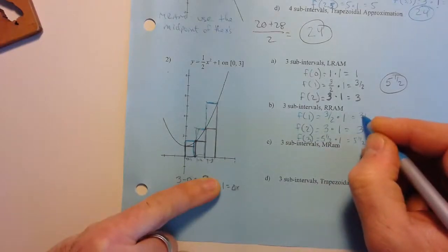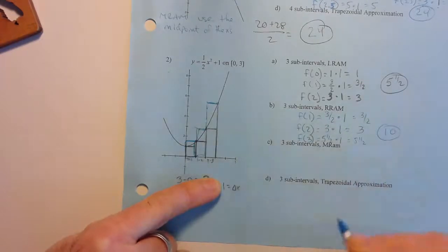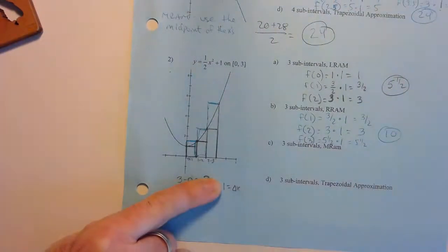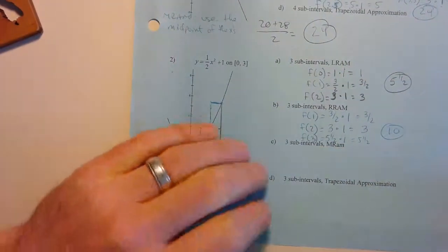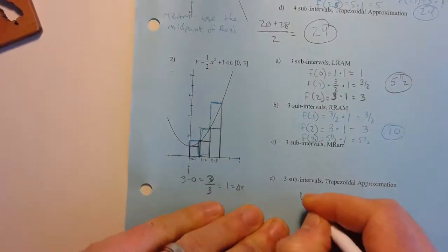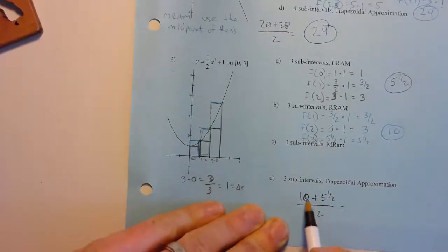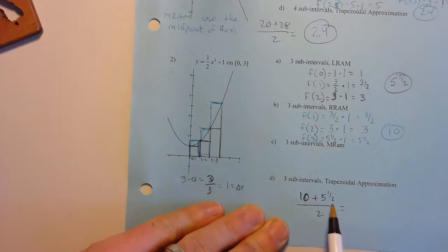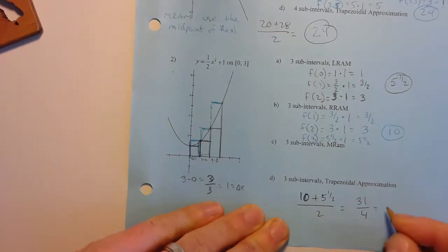Add these together. 1.5 and 3 is 4.5, plus 5.5 is 10. So this is the sum of all the rectangles. Okay, so we have our left and our right. Hey, we have the trapezoid, we can just average those two. Trapezoid approximation is always the average of LRAM and RRAM from what we did before. Okay, 5.5 plus 10 is 15.5. Divided in half, that's going to be 31/4, otherwise known as 7 3/4.